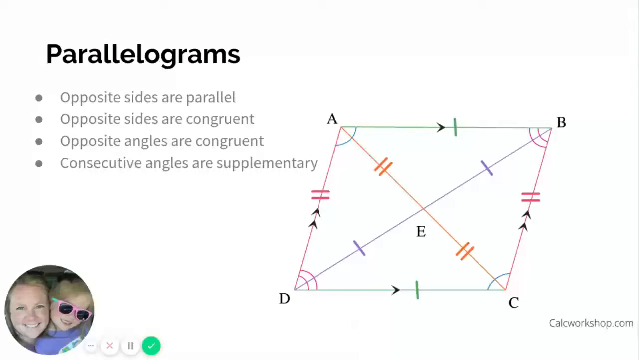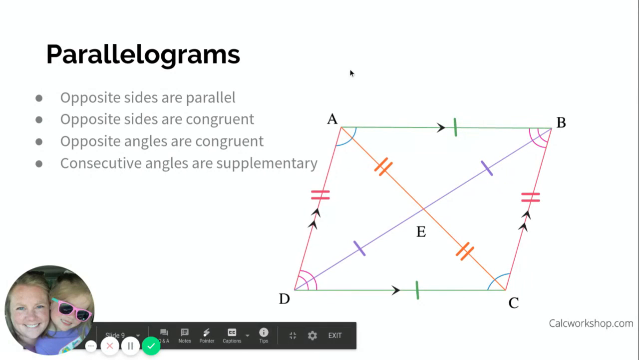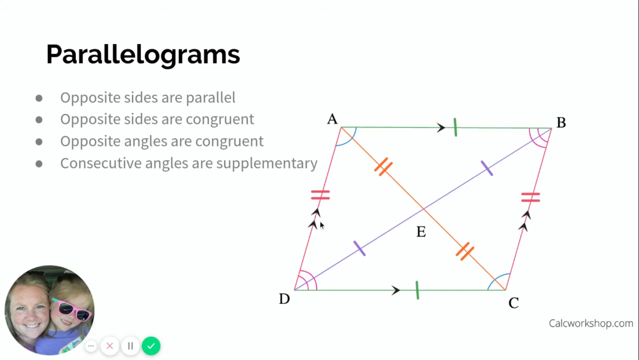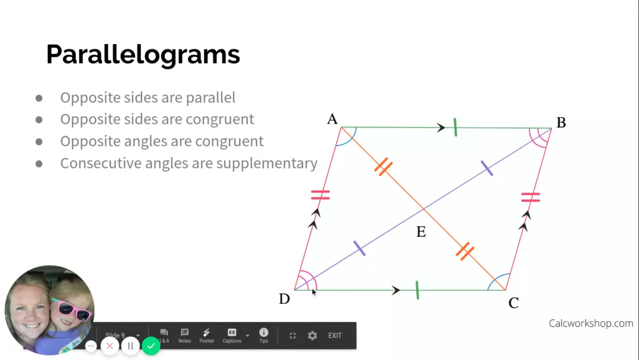Consecutive angles are supplementary. Now, the word consecutive means one right after the other. So angle A, right after that is angle B. So angle A and angle B added together should equal 180. Angle A is also consecutive to angle D. That's one right after the other. So those added together should equal 180. Same thing with D to C or C to B.